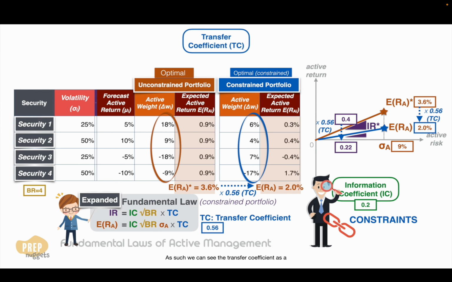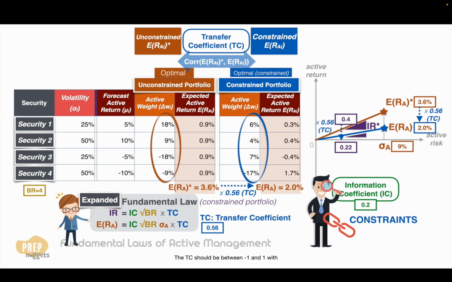As such, we can see the transfer coefficient as a measure of how close the constrained active returns are to the optimal active returns, or the correlation between the actual and the optimal. The TC should be between -1 and 1, with 1 being the unconstrained portfolio.